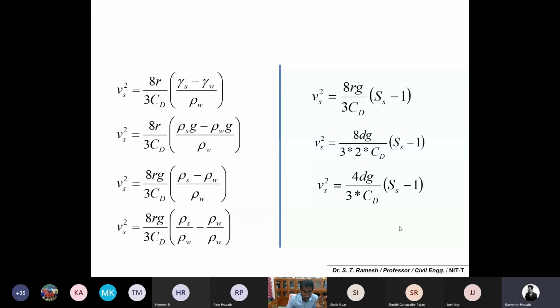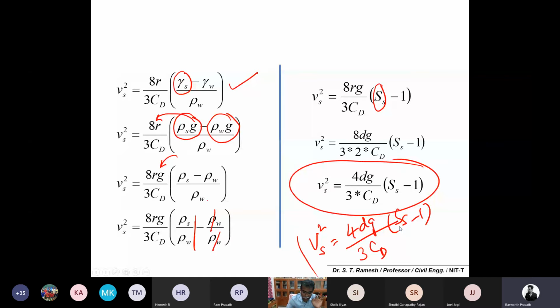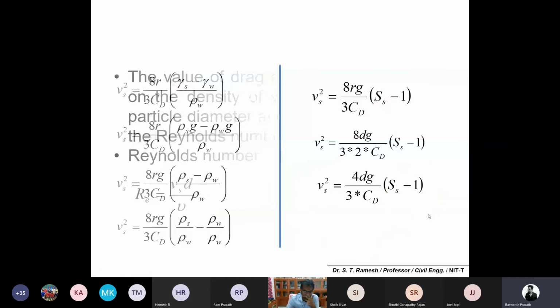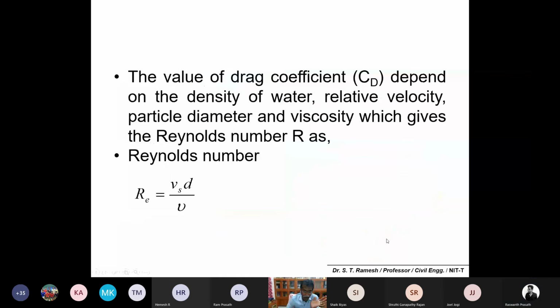Is it okay? Yes, sir. You have to equate the impelling force to the drag force, that's all, and simply modify with the properties of water. Vs square is this one.